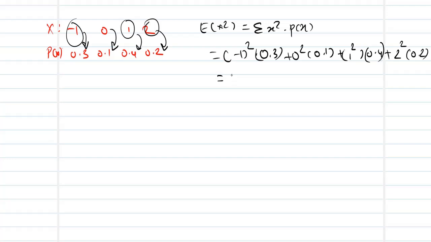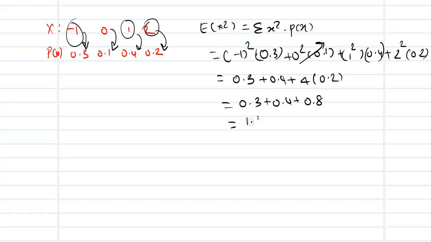So finally we will have it as minus 1 the whole square is 1. 1 into 0.3 will be 0.3. 0 into something is going to vanish. 1 square is 1. 1 into 0.4 will be 0.4, and the next term will be 2 square, which is going to be 4. 4 into 0.2 is going to be 0.8. Adding up 0.3, 0.4 and 0.8, this makes it 1.5.